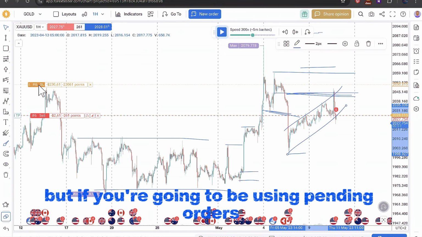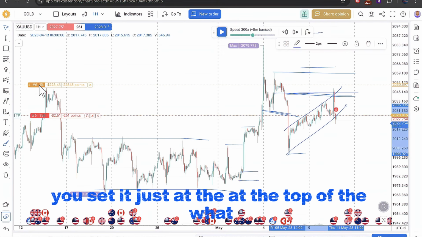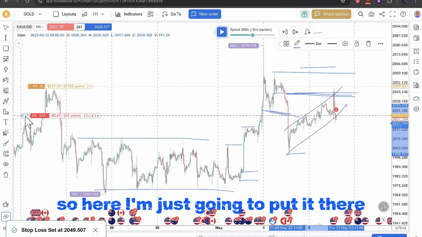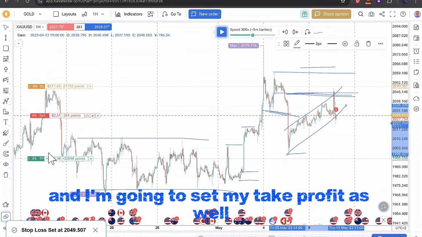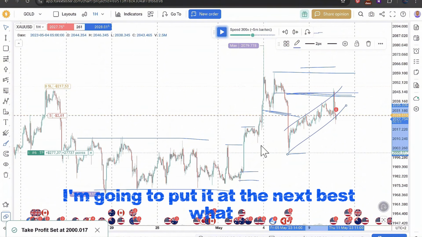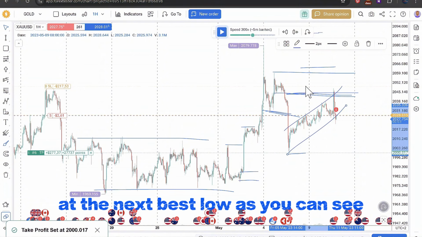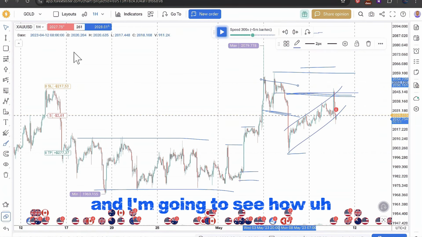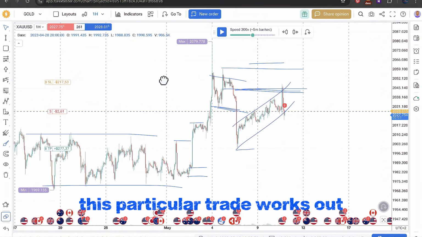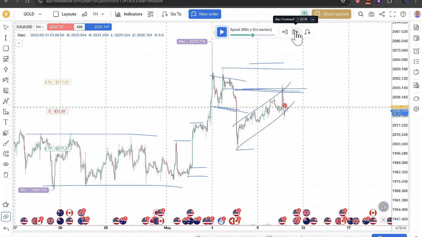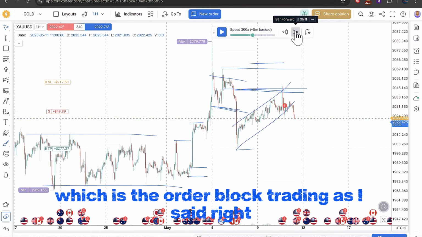But if you're going to be using pending orders, you set it just at the top of the order block. So here I'm just going to put it there, and I'm going to set my take profit as well. And my take profit, I'm going to put it at the next best low, as you can see. Then I'm going to play it out again, and I'm going to see how this particular trade works out when I'm using this particular strategy, which is the order block trading, as I said, right?